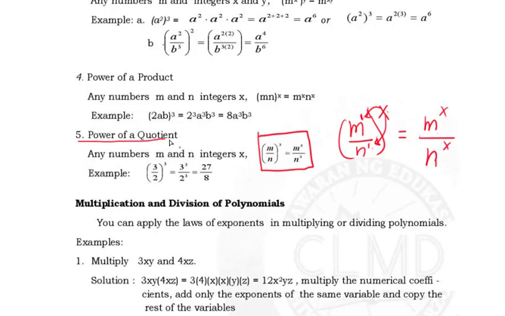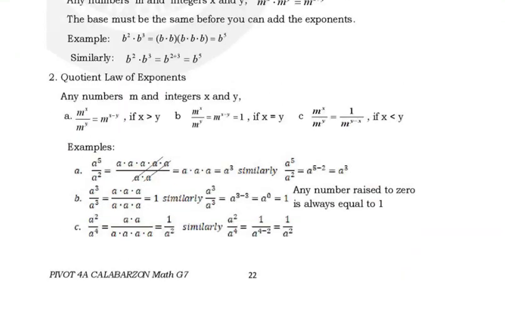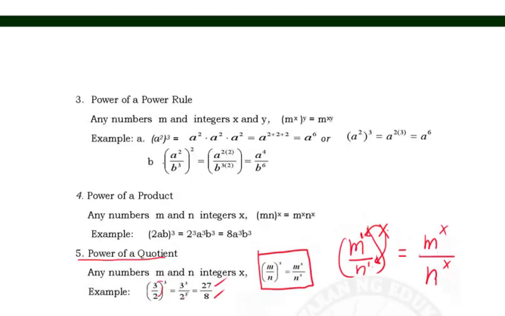For example, we have 3 over 2, cubed. Just apply the exponent to both, so it becomes 3 cubed and 2 cubed. The value of 3 cubed is 3 times 3 times 3, which is 27. And 2 raised to 3 is 2 times 2 times 2, which is 8. So those are our five laws with regard to exponents.